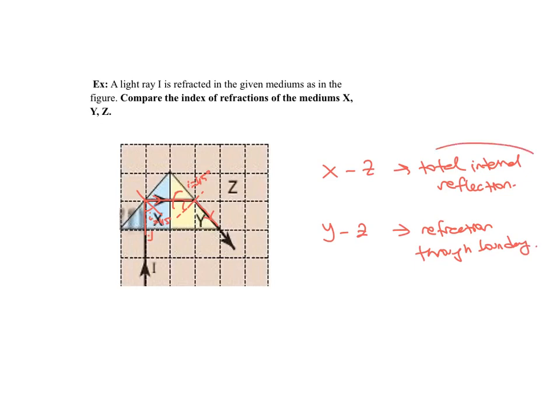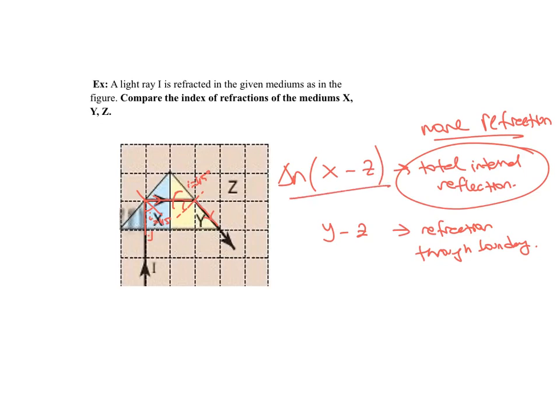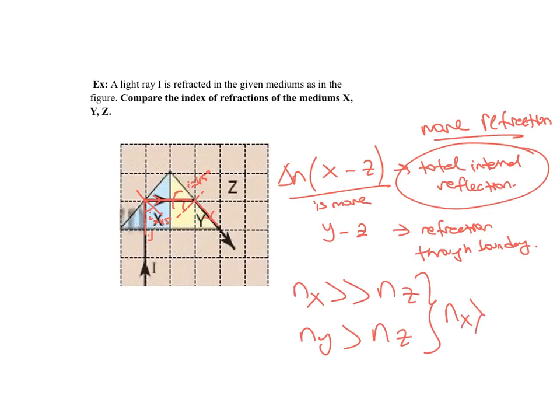That means that there is more refraction here. As it is more, then the difference between the indices of refraction of X and Y is more. So nX is bigger than nZ, and nY is bigger than nZ. So nX is the biggest, then nY, and then nZ.